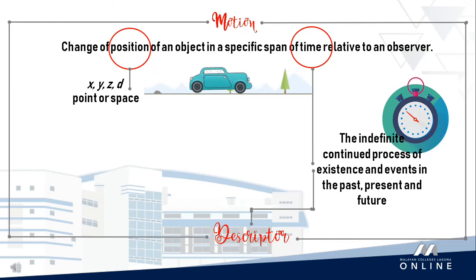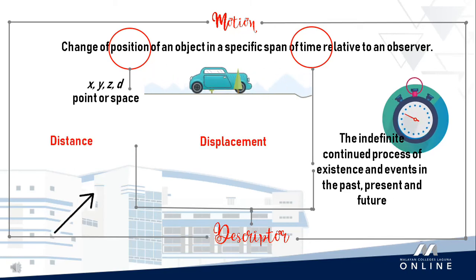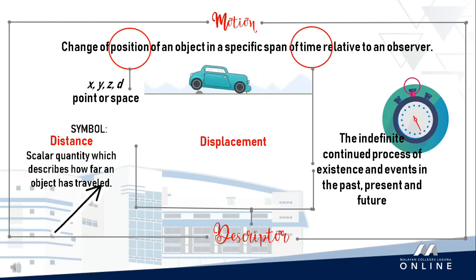The second motion descriptor is distance or displacement. From what we learned in our previous discussion, distance and displacement are two different quantities. One is a scalar and one is a vector quantity. Again, can you identify which is the scalar quantity between the two? Great! Distance is the scalar quantity which describes how far an object has traveled.